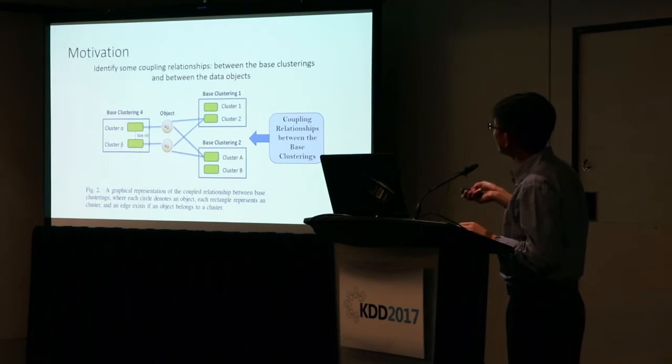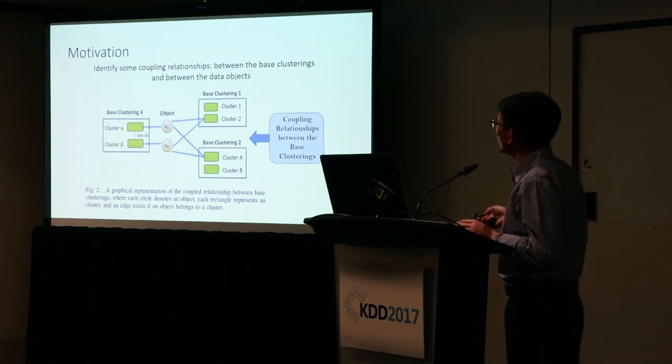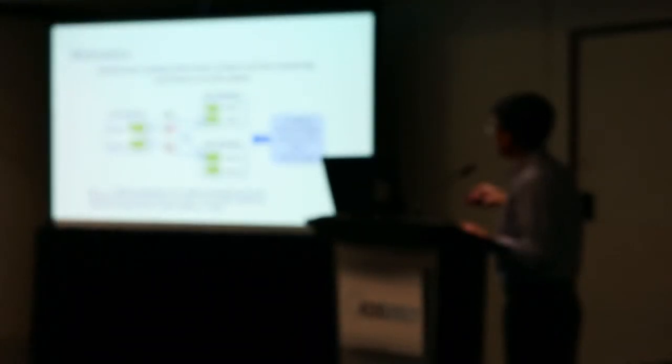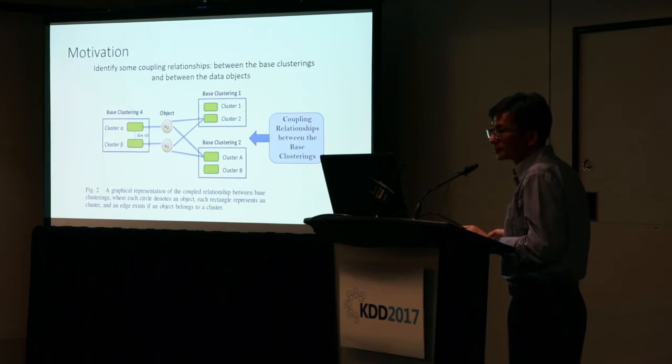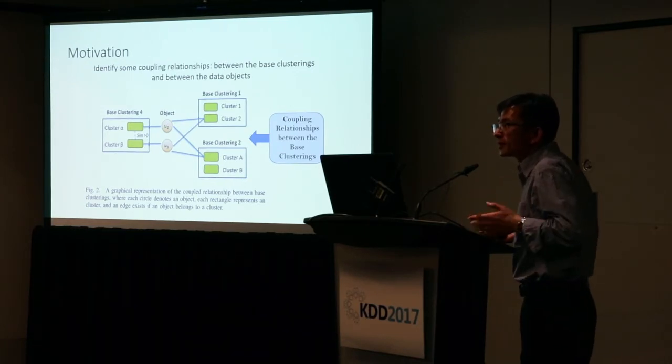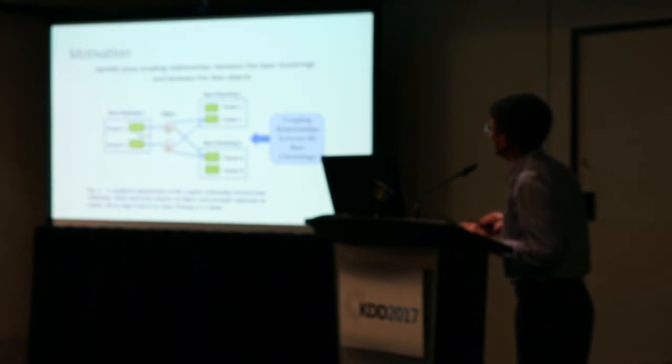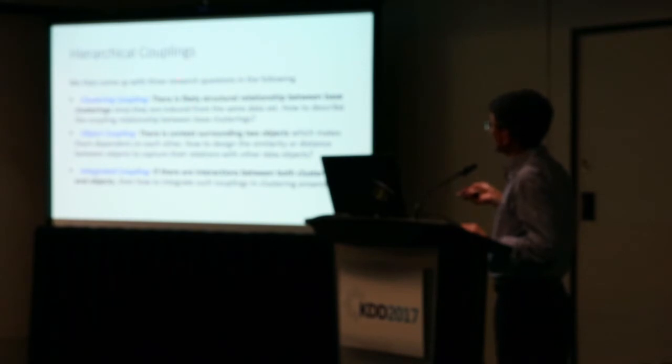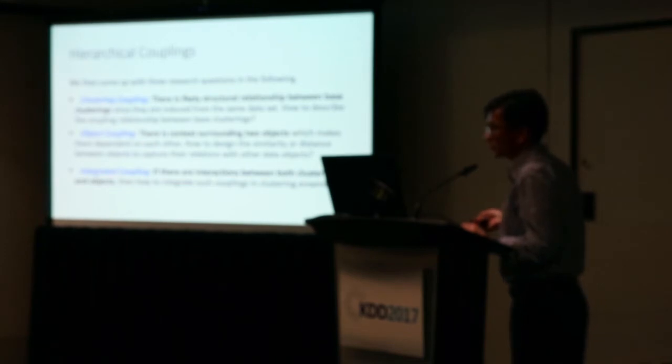The second is, is there any interaction between the clusterings, like between clustering 1 and clustering 2, and clustering 1 and clustering 4, before we actually calculate the similarity between U2 and U3? So that's basically the idea behind the hierarchical coupling. Then we define some measures to try to capture and represent the hierarchical coupling relation. One is for clustering coupling, another is object coupling, and another one is integrated.